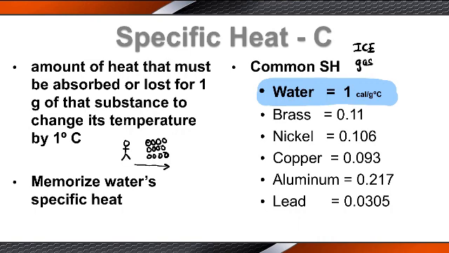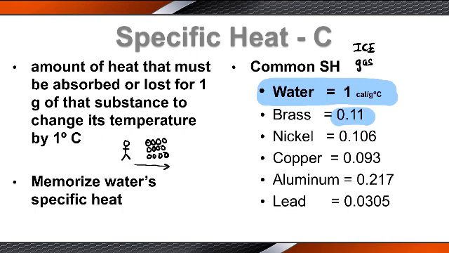A couple other ones here. You can see that brass, since it has a lower specific heat than water, which one's going to heat up and cool off faster? Brass is. It takes less energy to raise and cool it off than what water does. Copper, look at that one. Why are some of the best cookware copper? Because it heats up and cools off really fast.